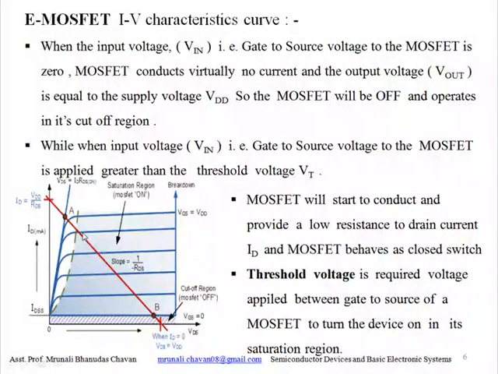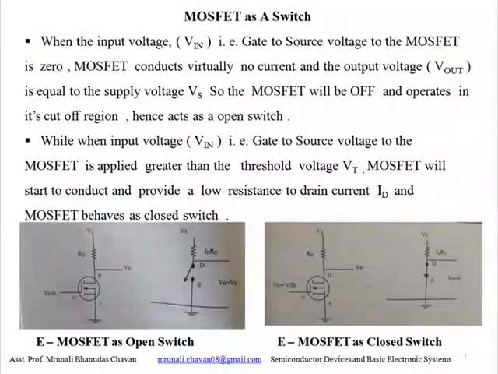Now we will see the detailed circuit diagram for the MOSFET as a switch. Here we can see the E MOSFET is shown here. This first diagram shows the MOSFET as an open switch and the second one shows the MOSFET as a closed switch. Here we can see Vi is applied at gate to source. Here Vi is equal to 0 in open switch, while in closed switch Vi is greater than VTH, that is, the input voltage is greater than the threshold voltage. So we will see how the MOSFET will act as a switch.